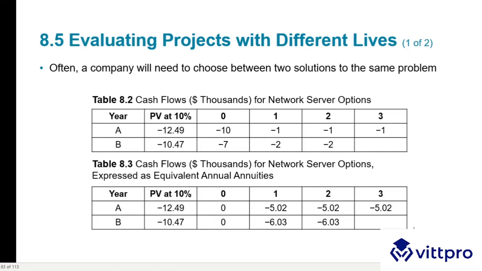Let's say there are two different choices that you have and they have different lives. How will you choose among them? One way to choose is to split your analysis in two parts. First, you calculate the NPV. In this case, let's say the NPV is calculated for project A: minus 10, minus 1, minus 1, minus 1, because the life is 3 years.